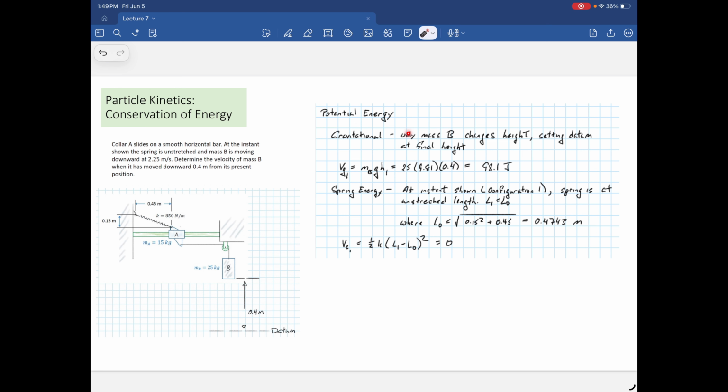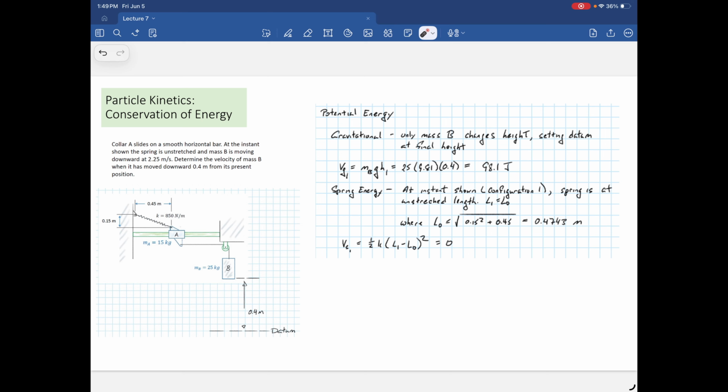So only mass B changes in height, so we'll set the datum at its final height. So the gravitational potential energy of the system is the mass of B times g times its height above the datum, which is 0.4, for a total gravitational potential energy of 98.1 joules.